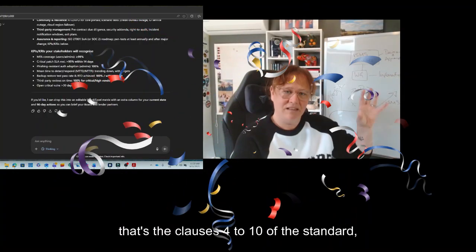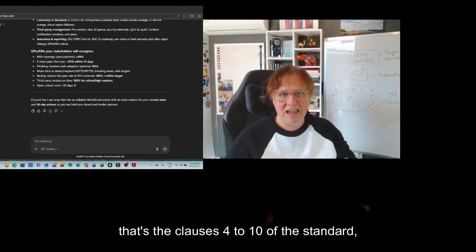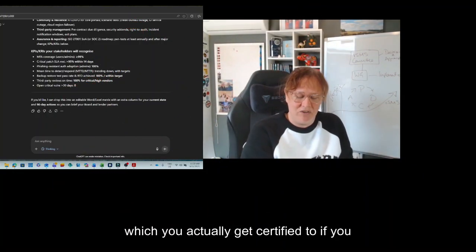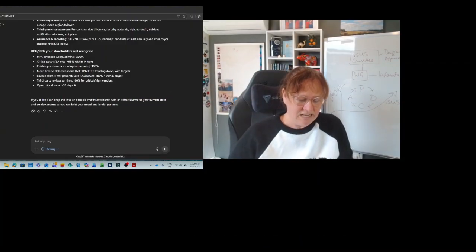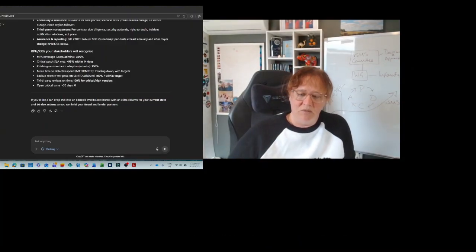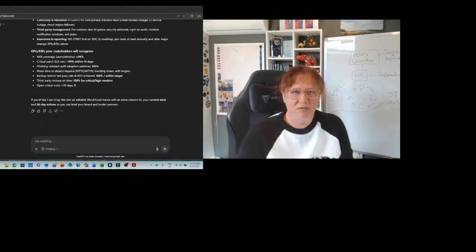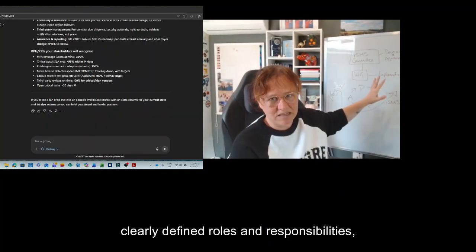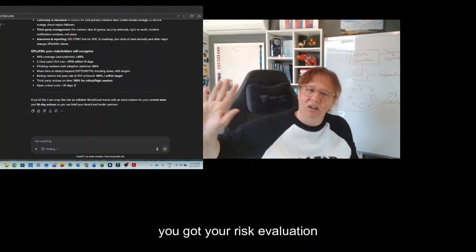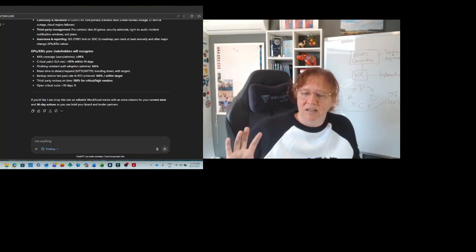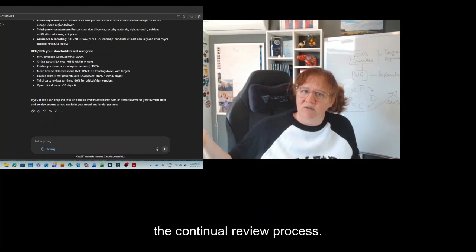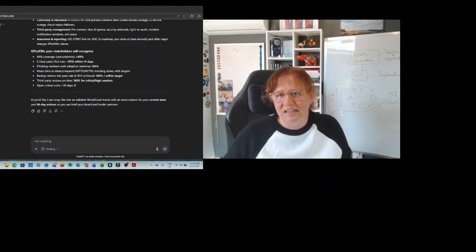So that's the clauses 4 to 10 of the standard, which you actually get certified to if you go down that journey. All of this helps you stand up your ISMS. You've got clearly defined roles and responsibilities. You've got an action plan. You've got your risk evaluation. And you've got the continual review process. And that's essentially it.